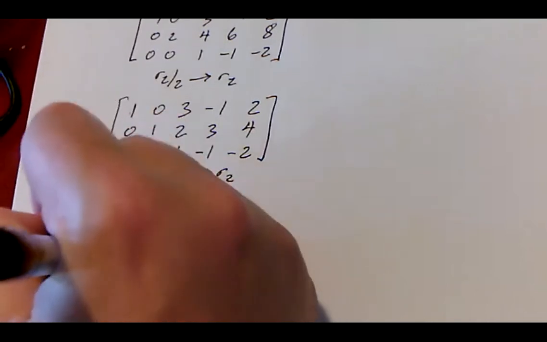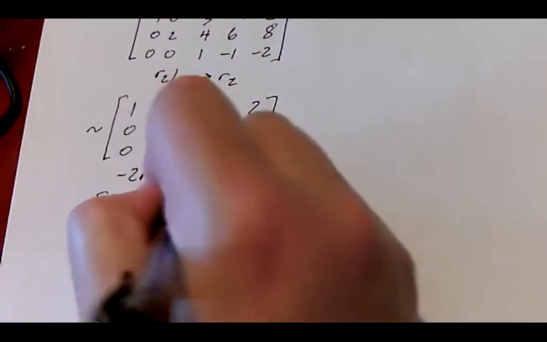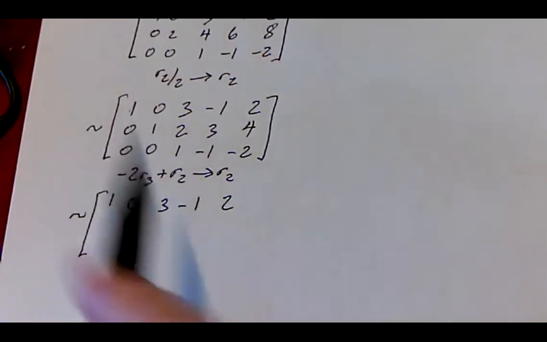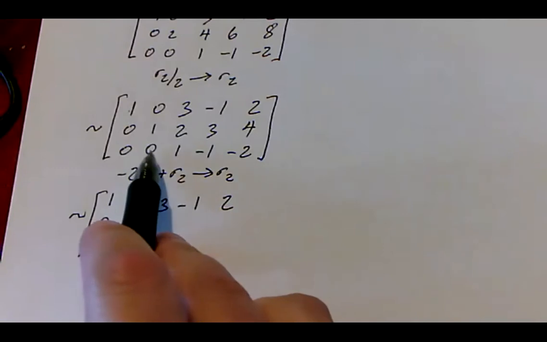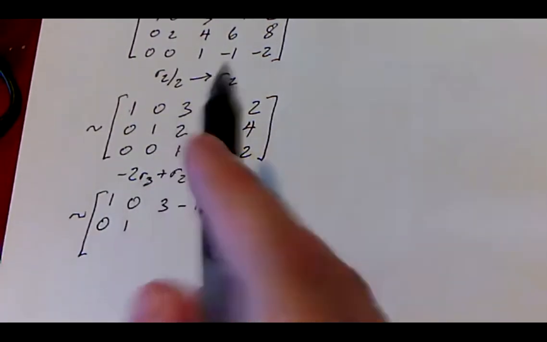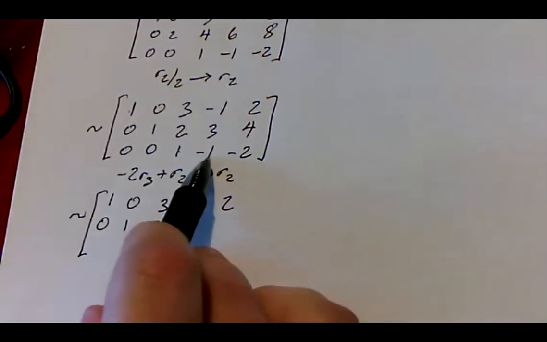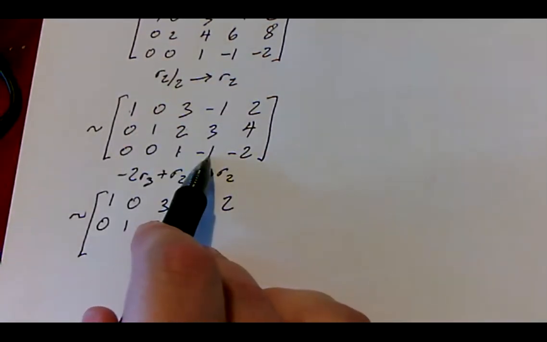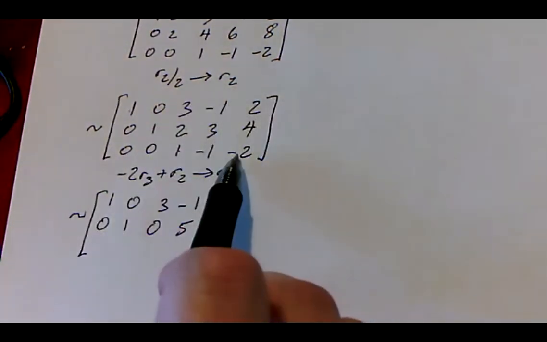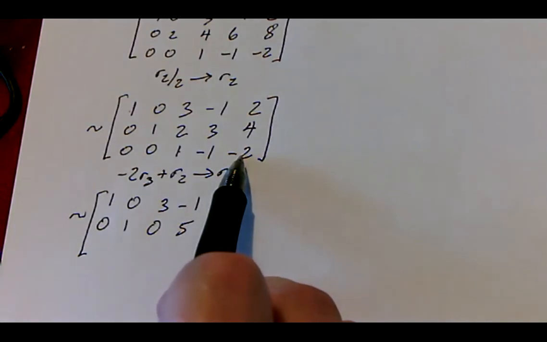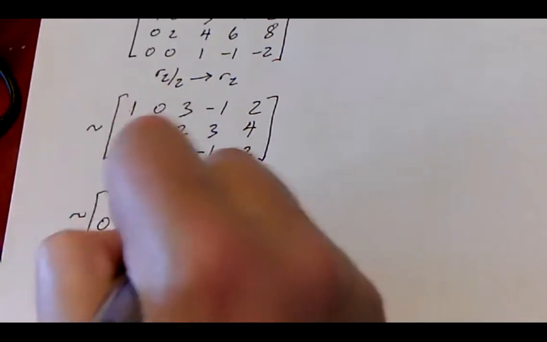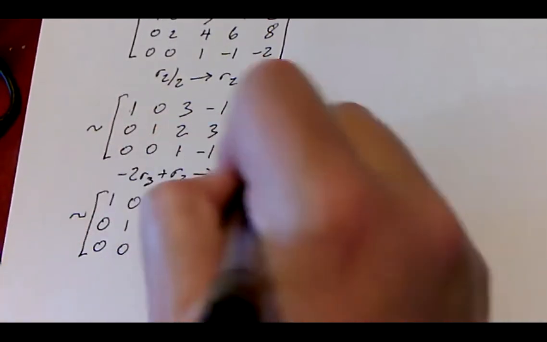So, equivalence again. Row 1 is unchanged. Row 2 now: 0 plus 0 is 0. 0 plus 1 is 1. Negative 2 plus positive 2 is 0. Negative 2 times a negative 1 is a positive 2, and 2 plus 3 is going to be 5. Negative 2 times a negative 2 is a positive 4, and 4 plus 4 is going to be 8. Row 3 then doesn't change.